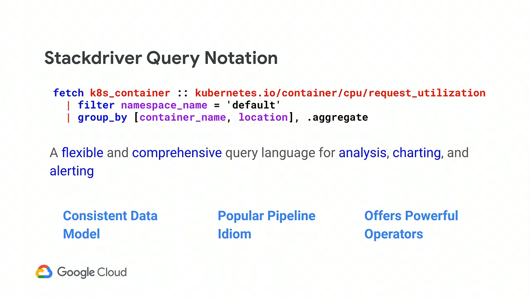Now, the Stackdriver Query Notation is built on a consistent data model, so it provides a very solid foundation for all your query buildups. It is also based on a popular pipeline idiom, so it's easier to incrementally build and debug those queries that you have. And it also offers powerful operators for you, to do precisely the sort of things that I mentioned: composite queries, queries of composite functions, arbitrary math, ratios, time shifting, and so on, which John is precisely going to show us in a few minutes.